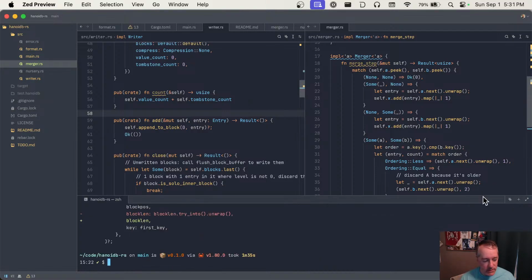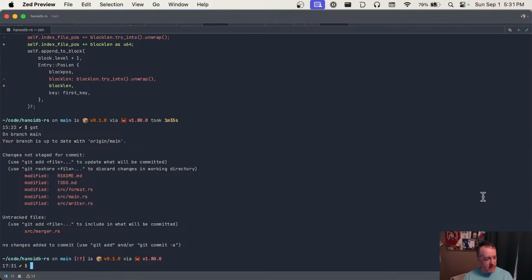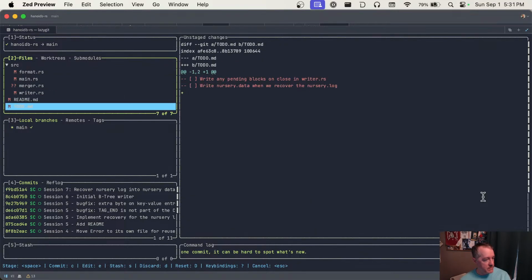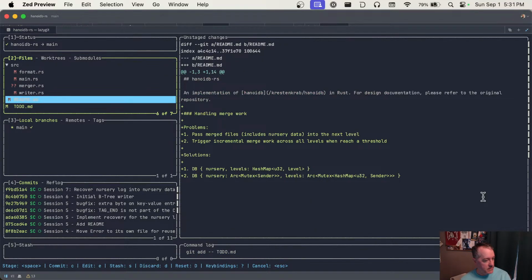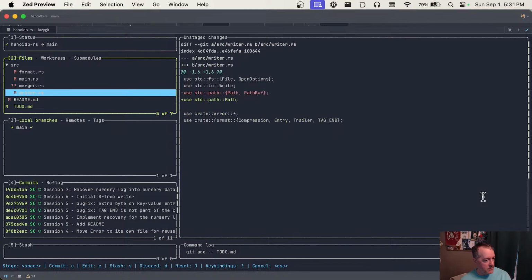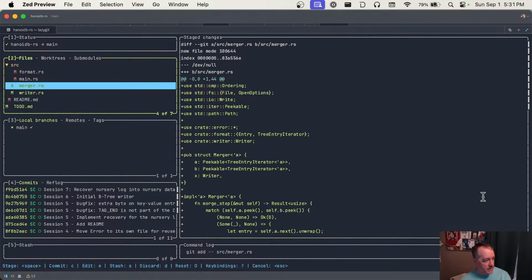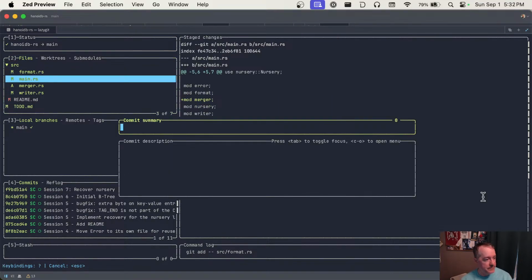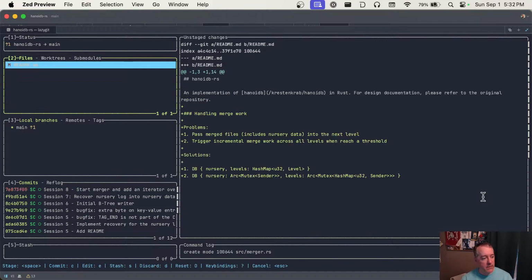And let's real quickly do a commit. We didn't do that much today. Let's see, I might not want to merge all that README stuff. I do want to stage that. We can leave that for future time. Let's add that, add that, add that. Okay. Session 8. Start merger and add an iterator over all keys in a tree.